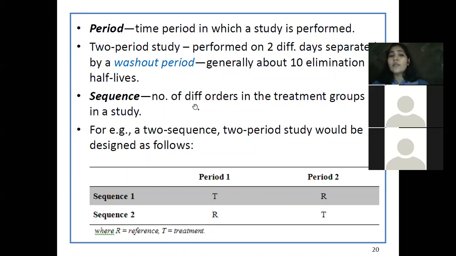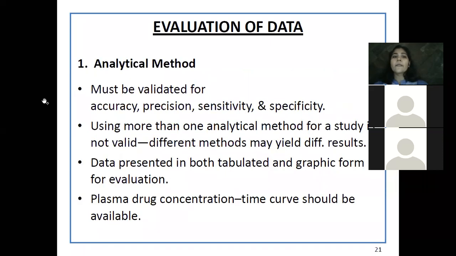Then sequence: the number of different orders of treatment in a study. For example, a 2-sequence, 2-period study would be designed as follows. Sequence 1, T and R, that is test and reference. Sequence 2, reference and test. So in a 2-period study, in sequence 1, few people will be getting test and few will be getting reference, and in sequence 2, few people will be getting reference and few will be getting test medication.